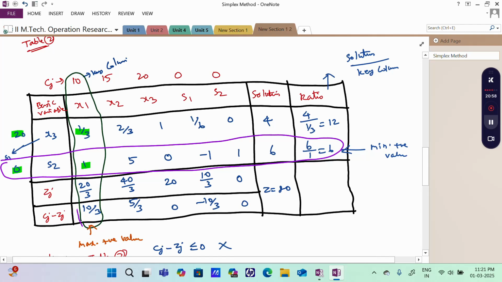Now this is the selected column. The intersection value is our key element, with the corresponding value 1 by 3. Therefore, in the next table our aim is to convert this key element into 1, but this is already 1, so no changes. But this corresponding value 1 by 3 converts to 0. This is our next table process.